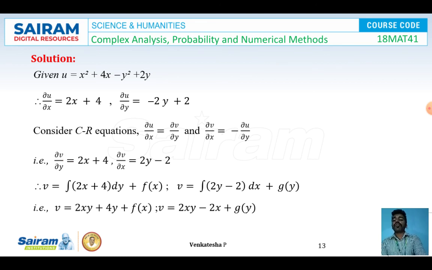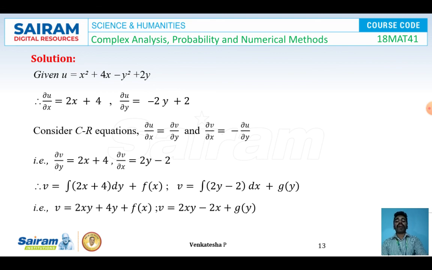Now integrating ∂v/∂y with respect to y, treating x constant, and integrating ∂v/∂x with respect to x, treating y constant. So I got the expression v is equal to the integration of 2x plus 4 dy plus a constant function f(x). Again, v is equal to the integration of 2y minus 2 dx plus a constant function g(y). After integration, I got v is equal to 2xy plus 4y plus f(x). Here, v is equal to 2xy minus 2x plus g(y).